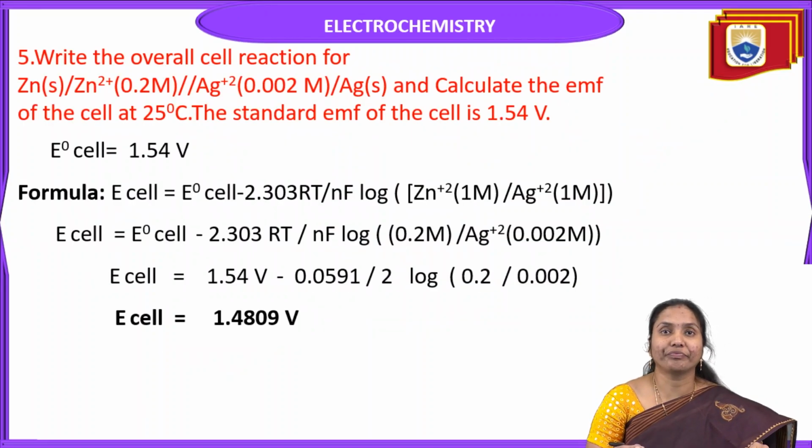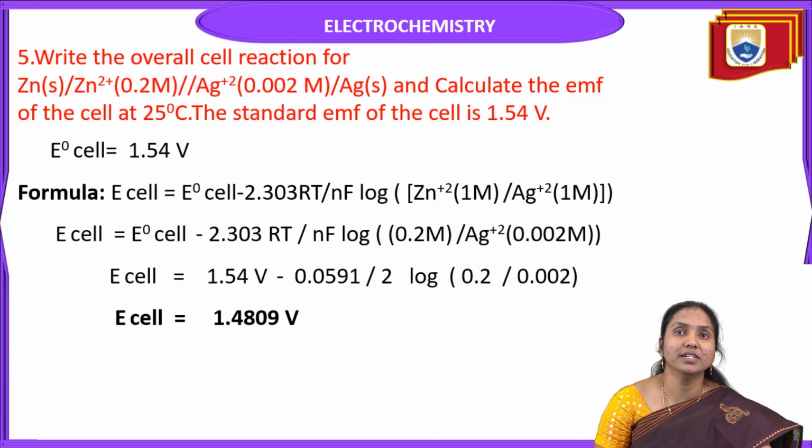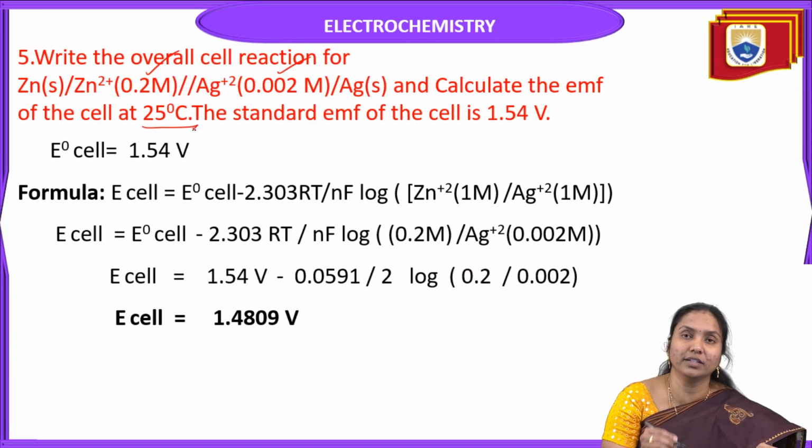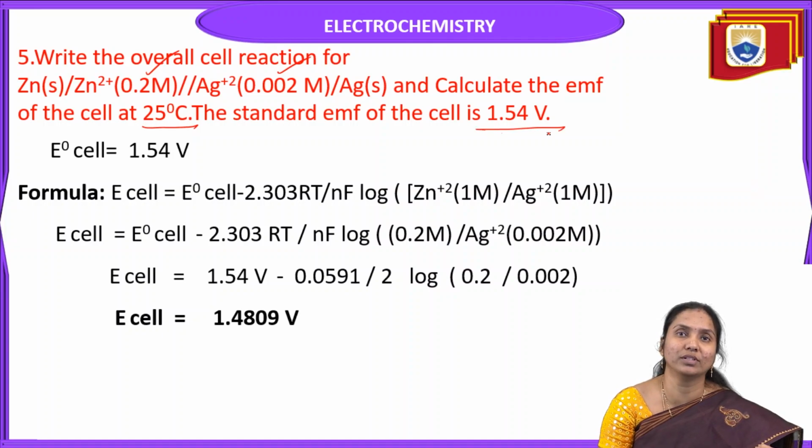Next one is: write the overall cell reaction for zinc and silver. So zinc molarity concentration is 0.2 and silver concentration is 0.002 m. So calculate the EMF of the cell at 25 degrees centigrade. The standard EMF of the cell is 1.54 volts. So here it's given the standard EMF of the cell, the temperature, and the concentration of the electrolyte solutions. So now the E naught value of the given cell is 1.54. That means the EMF of the cell is 1.54.